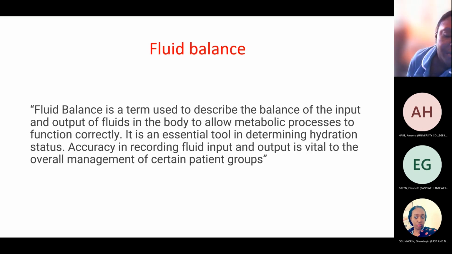Then we have fluid balance. A general term for fluid balance is a term used to describe the balance of the input and output of fluids in the body to allow metabolic processes to function correctly. It is an essential tool in determining hydration status. Accuracy in recording fluid input and output is vital to the overall management of certain patient groups.